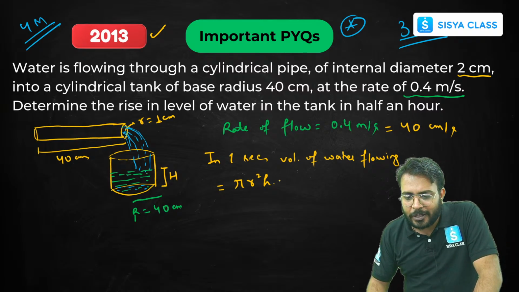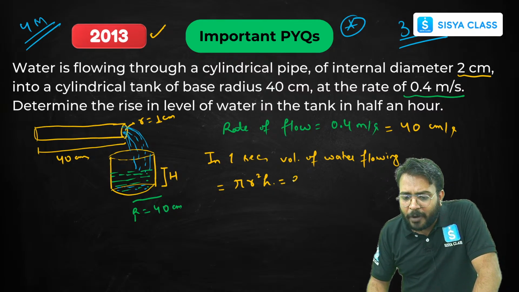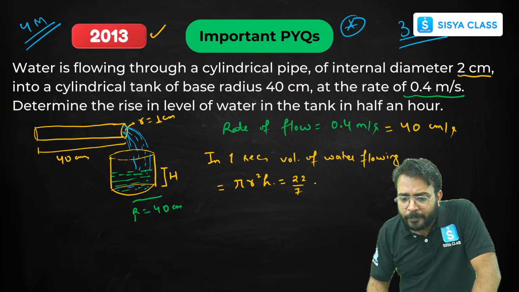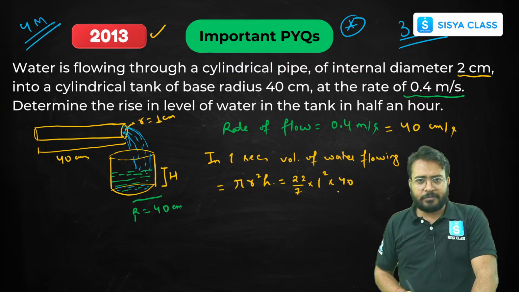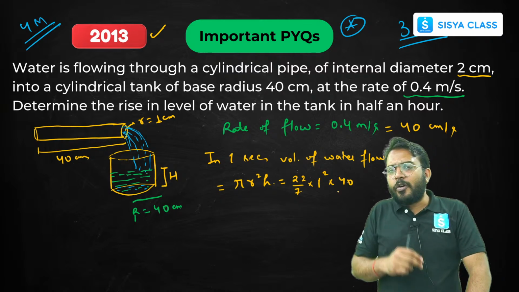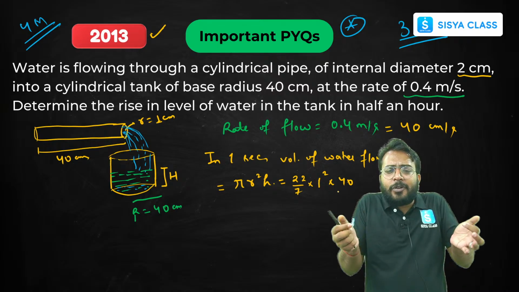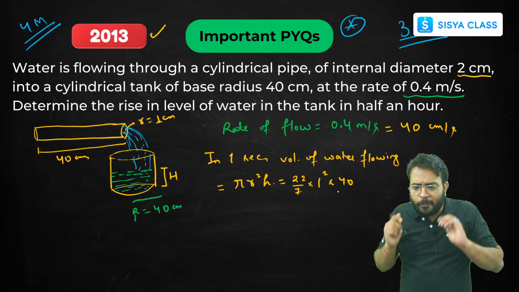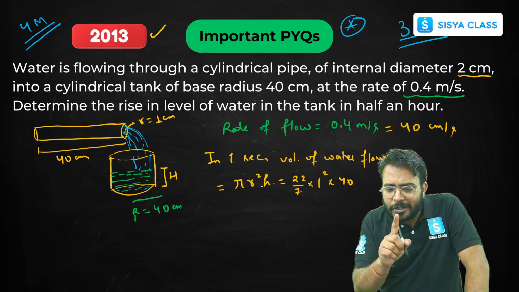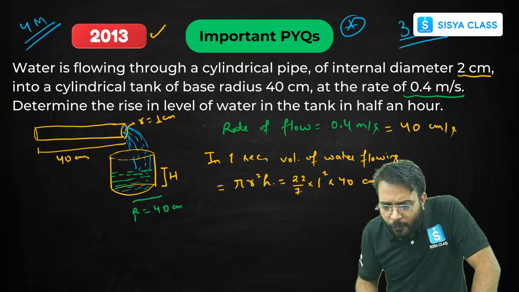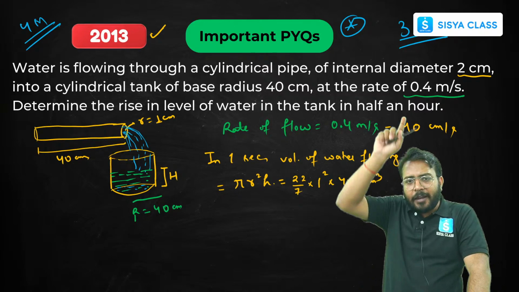So can we solve this? Yes sir, we can solve this. Pi means 22/7. R square means 1 square. Sir, height is nothing but you told me to take 40. Yes. Why did I tell you to assume 40? Because the speed is given as 40 centimeters per second. Understood my point? So in 1 second, this much volume of water will be flowing into the tank.